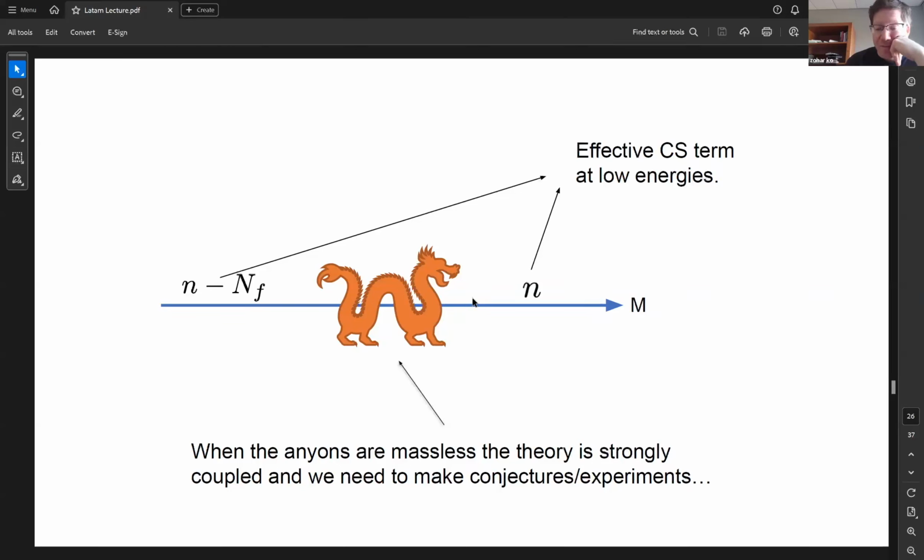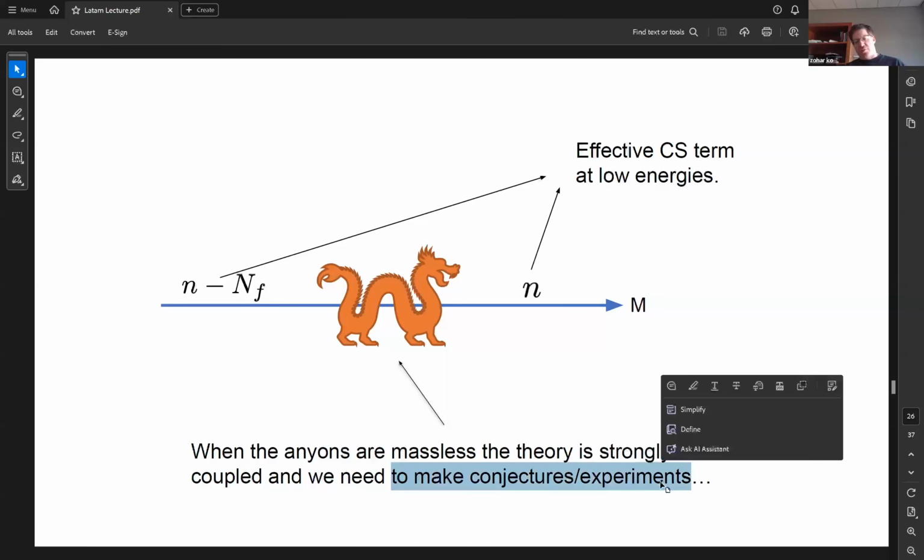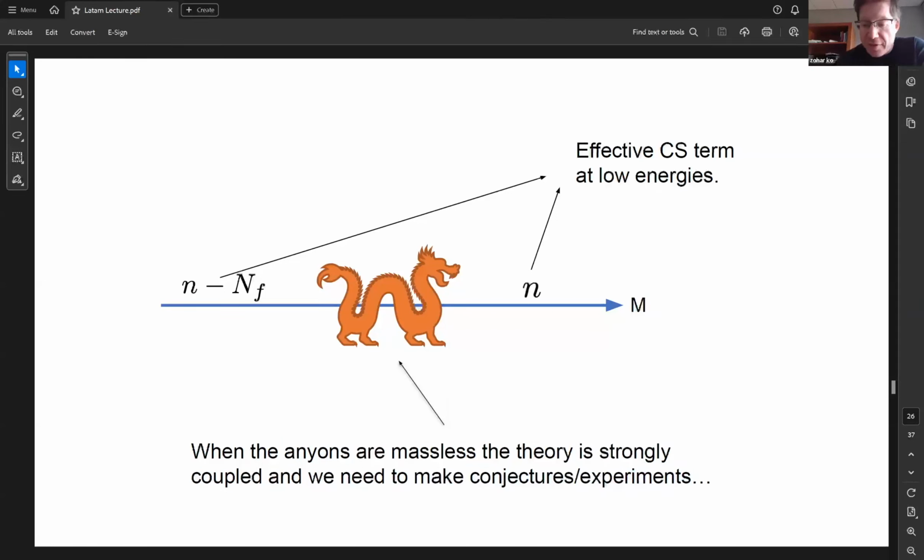Sometimes we have experiments. Amazingly, I'll show you some examples where experiment is available, and we believe that experiment will be useful in telling us what the answer is. But for now, for the most part, you have to think about it as a theoretical challenge. So where there are dragons, the anyons are massless, it's very strongly coupled, and we need to make conjectures or experiments. We cannot solve the theory directly because the theory of massless anyons is very strongly coupled. Okay, are there any questions about it?